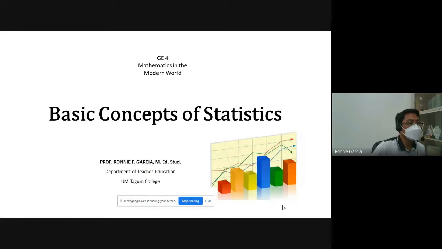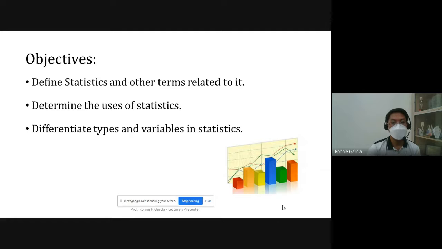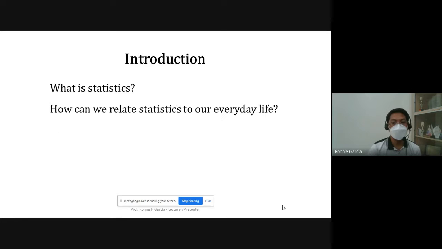Okay, good afternoon. We're going to continue with our topic. Last time we discussed the basic concepts of statistics as our new topic, an introduction to data management, which is part of GE4 Mathematics in the Modern World. Last time we discussed the meaning of statistics and the other terms related to it. We also discussed why we need to study statistics.